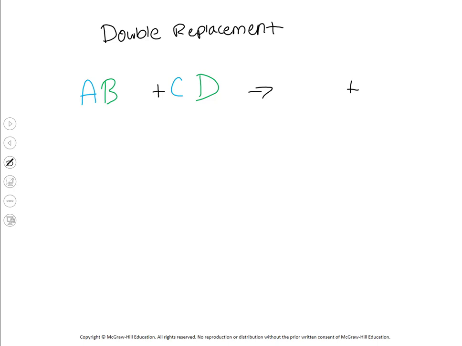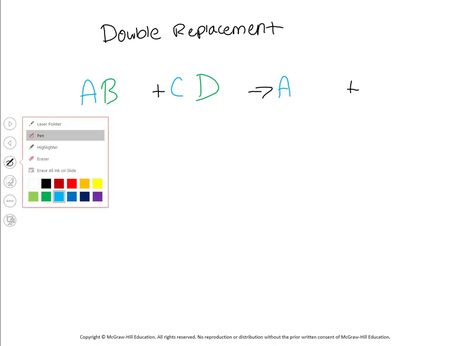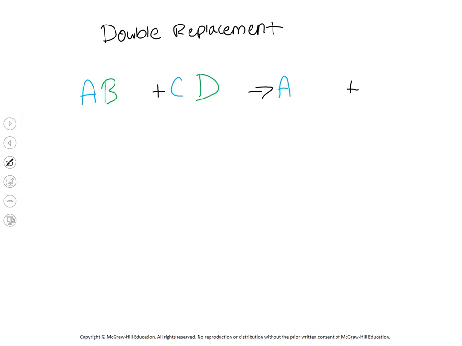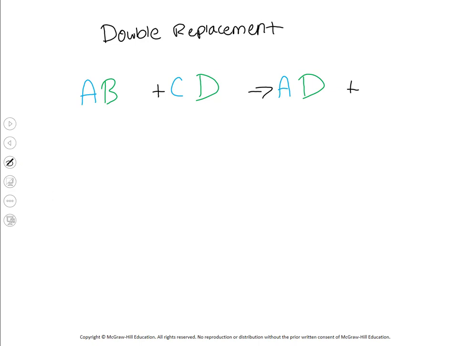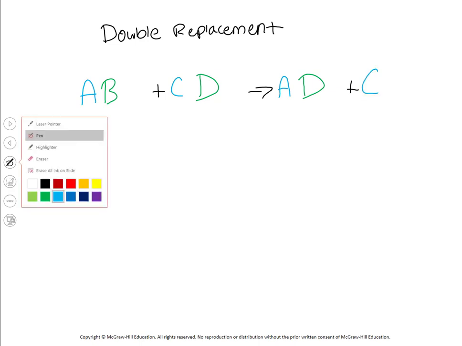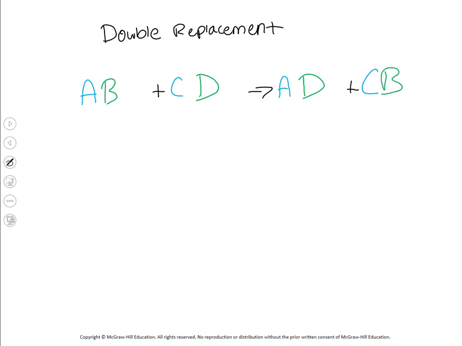So A here is going to give up on B and go with who? D. C is going to give up on D and go with who? B. And that is how you figure out what your products are going to be.